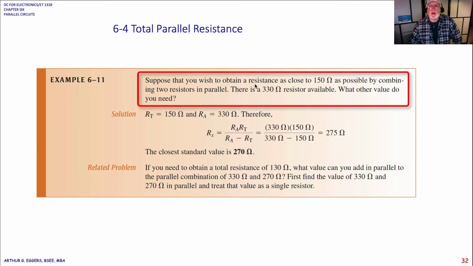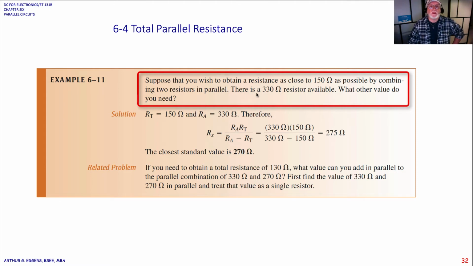Suppose that you wish to obtain resistance as close to 150 ohms as possible by combining two resistors in parallel. Why would we do this? Well, sometimes you may need to make a repair. You may need to replace a resistance in a circuit, and you may not have the exact resistance that you're removing. So you may have a bench stock, or you may have some spare resistors laying around that you could lash together in parallel and get close to the resistance of interest.